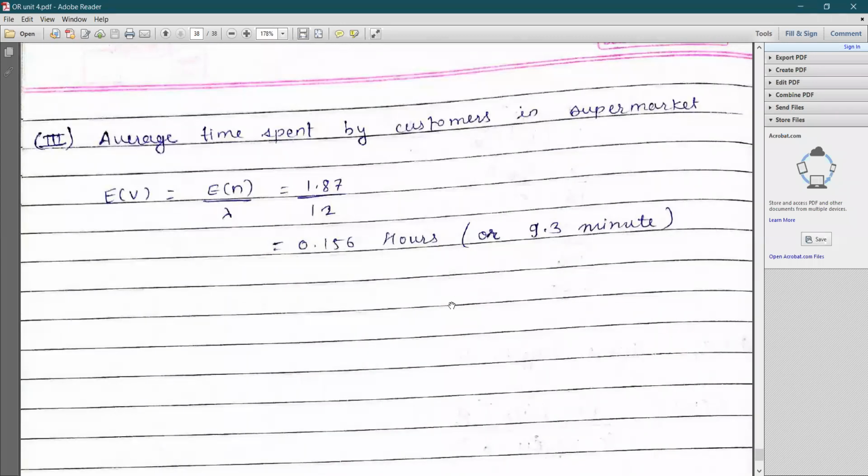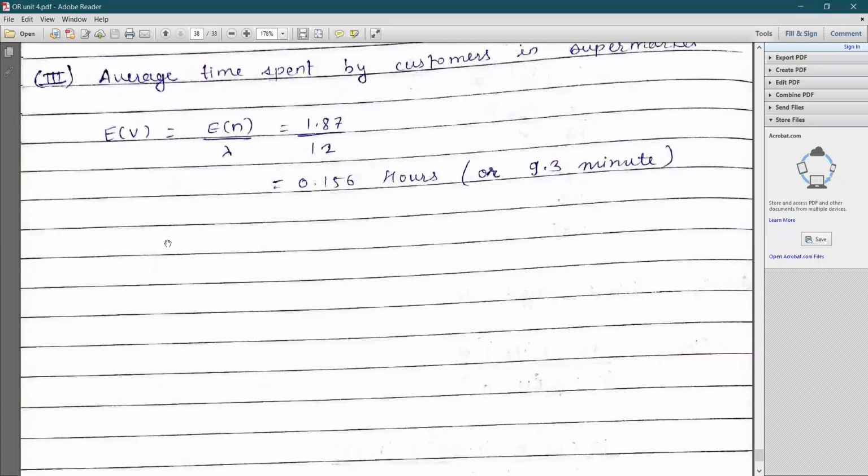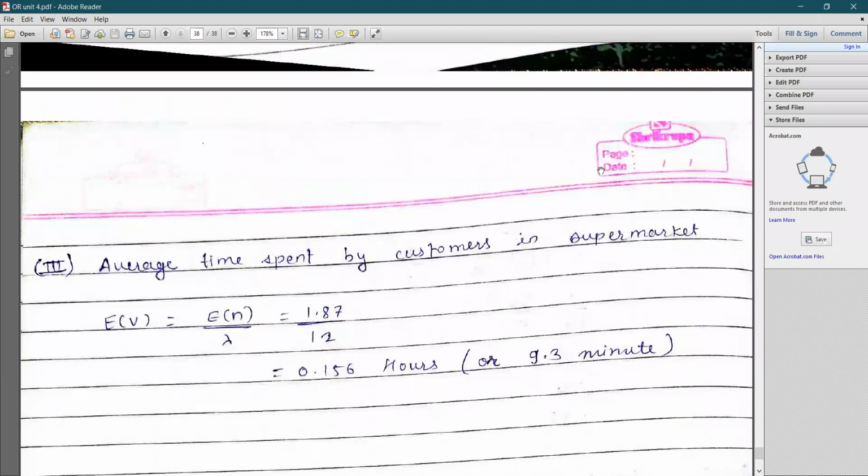Then the average time spent by a customer in the supermarket. How do we calculate that? E of w is equal to E of n upon lambda. E of n you have calculated as 1.87, divided by lambda. What is the arrival rate? It is 12, so divided by 12, and that is 0.156 hours. Multiply this by 60 to get minutes, which is 9.3 minutes. That is the value of the average time spent by a customer in the supermarket.